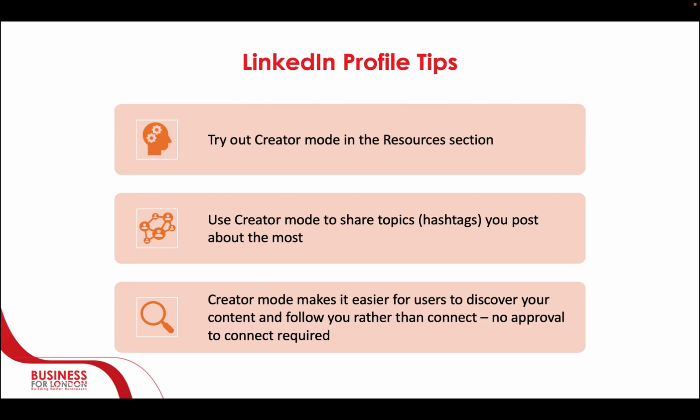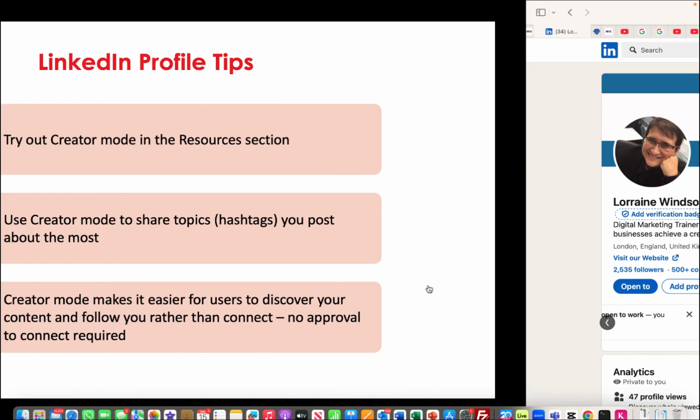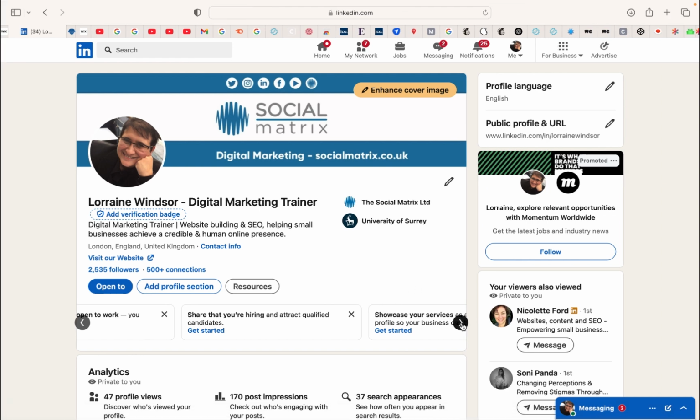There is also a creator mode in the resources section. You can use that to share topics, in other words, hashtags that you post the most about. Creator mode makes it easier for other users to discover your content and follow you rather than actually have to connect. So when people follow you, you don't have to approve the connection request. I've already switched it on, and again, if you haven't added it and you want to, you will find it along the bottom here. It's not available on mine because I've already added it.